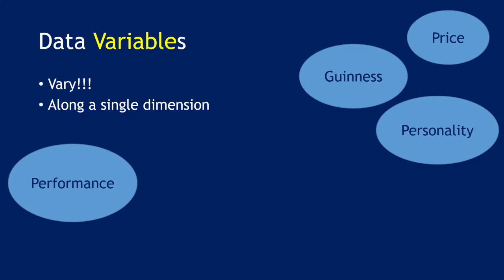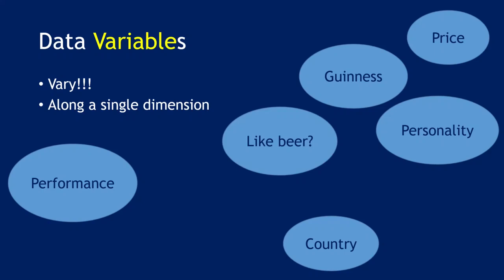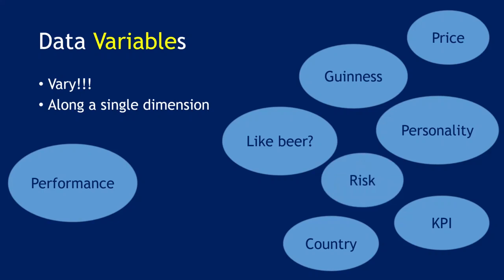Performance of your employees. People vary in terms of their performance. Countries, they vary. People come from different countries, so you may have a variable called country to capture where your customers or your products come from. Do you like beer or not? How much do you like beer? That is also a dimension along which people can vary. KPIs, so companies, or business units, can vary in terms of their KPI.